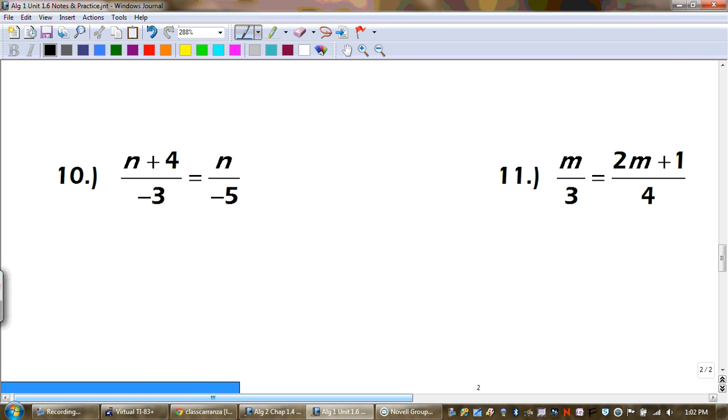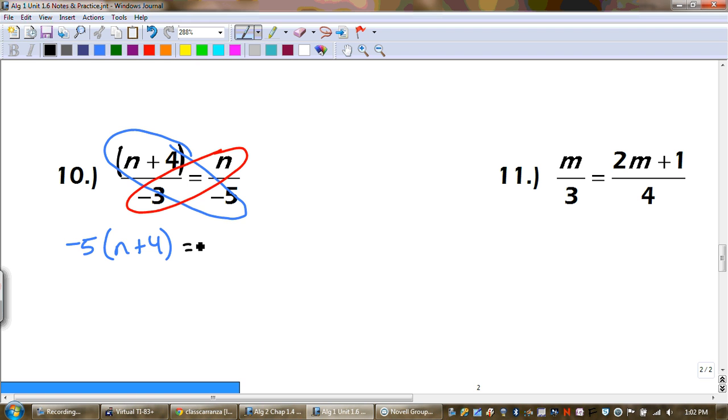Now, on n, we have variables on both sides, okay? So I'm going to put parentheses over here. And then I know that I have to multiply negative 5 times n plus 4. And on the right side, we had to multiply negative 3 times n, which gives me negative 3n. Okay? Now we have to distribute on the left, which gives us negative 5n. Negative 5 times positive 4 gives us negative 20.